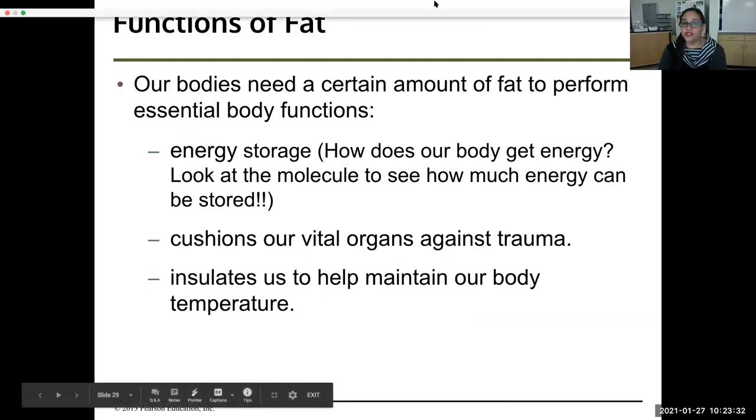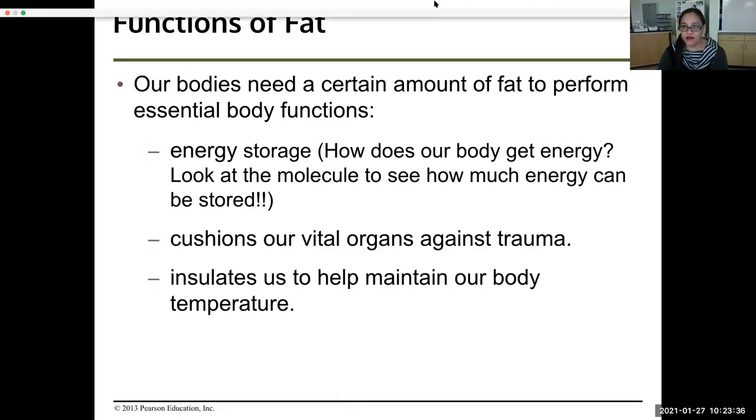Functions of fat. Our bodies need a certain amount of fat to perform essential body functions. Fat gets a bad rap. Yes, you're not supposed to have too much of it, but your body does need some fat to be able to function properly. Energy storage. So how does our body get energy? It eats. And if you look at the molecule, you can see how much energy is stored by how long it is and how many bonds it has.